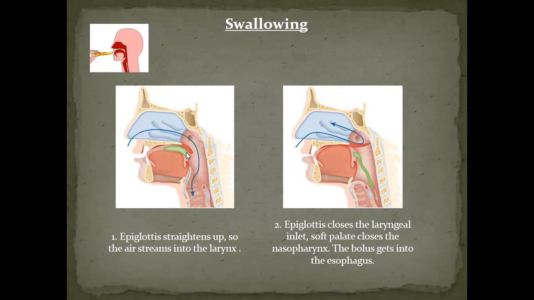As we swallow, as we take the food, then to prevent the food getting into the nasal cavity and into the nasopharynx, the soft palate will be elevated, and this closes the passage towards the nasopharynx. The epiglottis moves a little bit, and the inlet of the larynx will be a little bit smaller, and so the bolus, so the food, can get into the pharynx and into the esophagus.